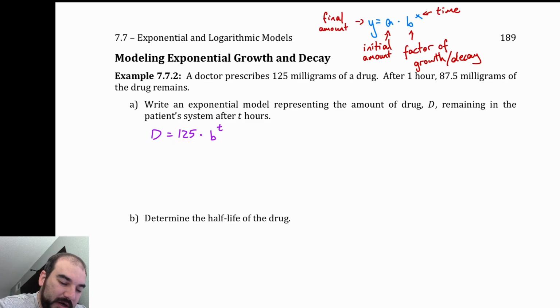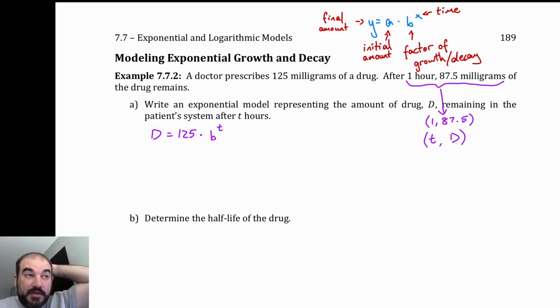The thing we need to find here is the factor of growth or decay. In this case, it's going to be a factor of decay. So this 1 hour, 87.5 milligrams given to us in the question is a 1 comma 87.5 as kind of a t comma d point. Give me 1 second, let me write this down here. This point given to us here is actually a t comma d point. So we can use that point to find this value b.